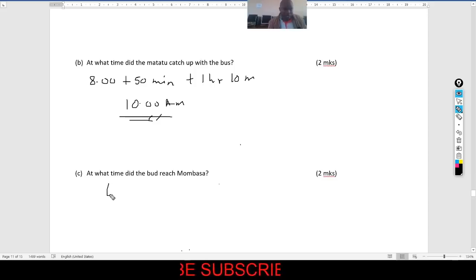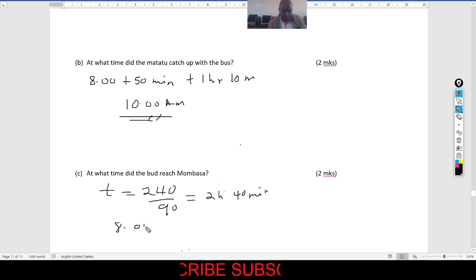So we need to find the time taken. Time taken equals total distance, which was 240, divided by the speed. It was moving at 90 kilometers per hour. So it took 2 hours and 40 minutes. If you divide by that, 40 minutes. So if it took 2 hours and 40 minutes and it started at 8:00, if you add 2 hours and 40 minutes, you will find it 10:40. So it reached Mombasa at 10:40 a.m.